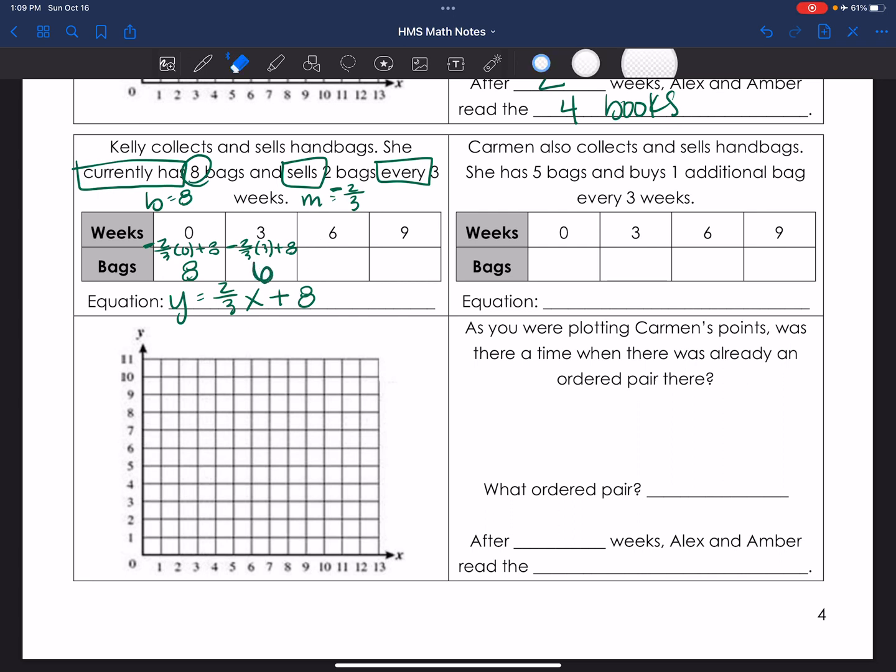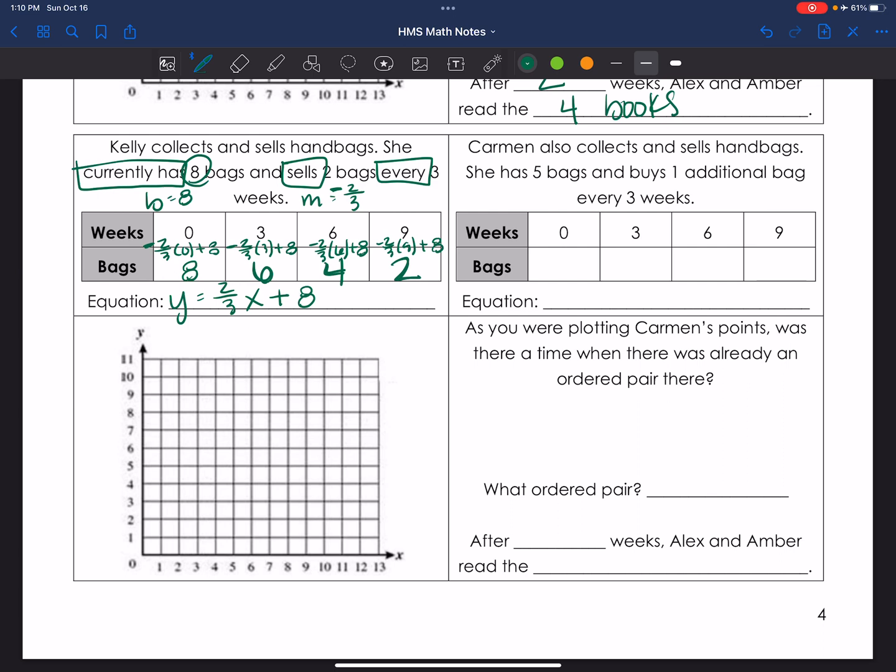Negative 2/3 times 6 plus 8. Negative 2/3 times 6 equals negative 4. Negative 4 plus 8 is positive 4. Negative 2/3 times 9 plus 8. Negative 2/3 times 9 equals negative 6, plus 8 equals 2.